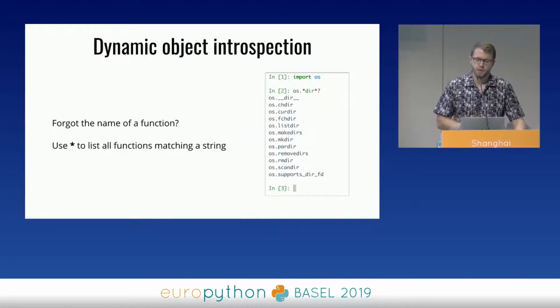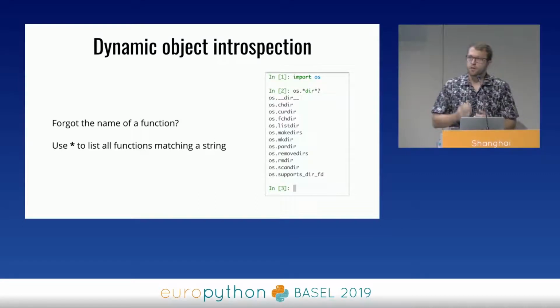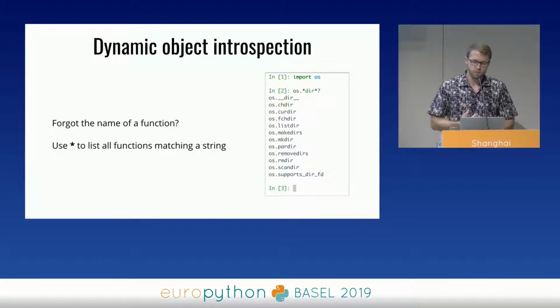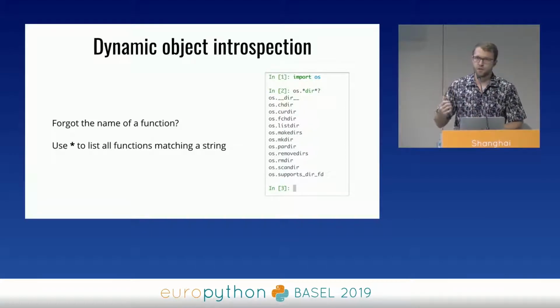Also a nice trick. If you're not sure what's the name of the function that you want to call, you can use stars as wildcards to see the functions matching certain strings. So here, I want to run a function from the OS module, and I vaguely remember that it has something to do with a dir, so I'm just listing all the functions containing dir in the name.